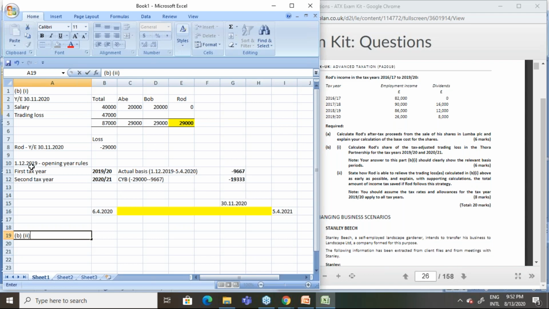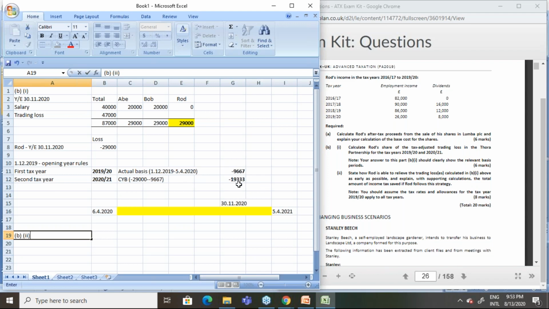According to opening year relief, if you have incurred a loss during the first 4 tax years of the business. Rod started the business on the 1st December 2019, and during the first 4 tax years of the business, if he has incurred a loss, so in the first tax year, he has incurred a loss of 9,667.